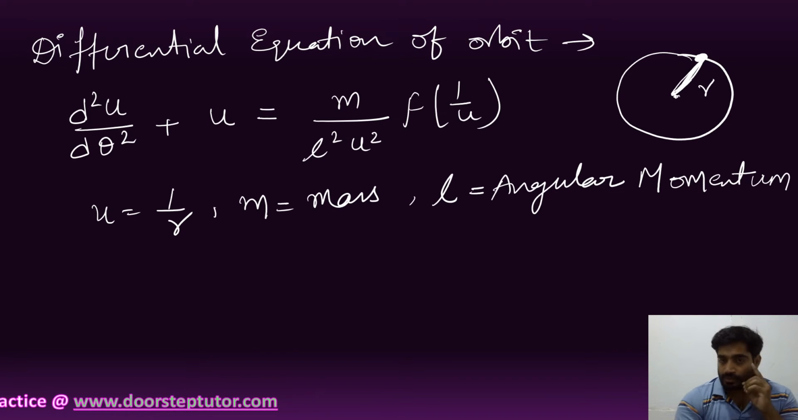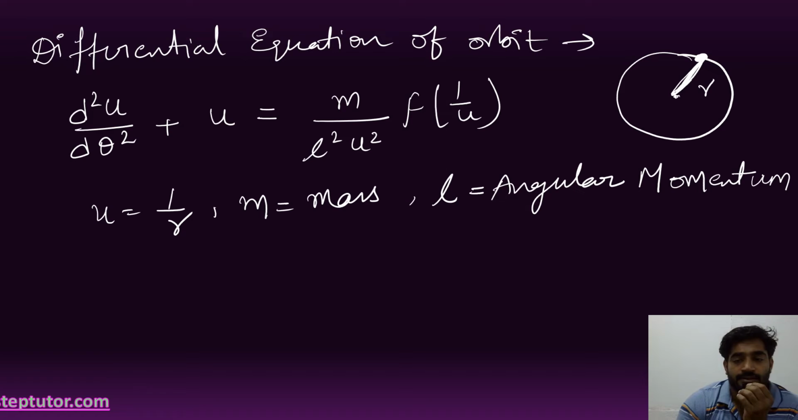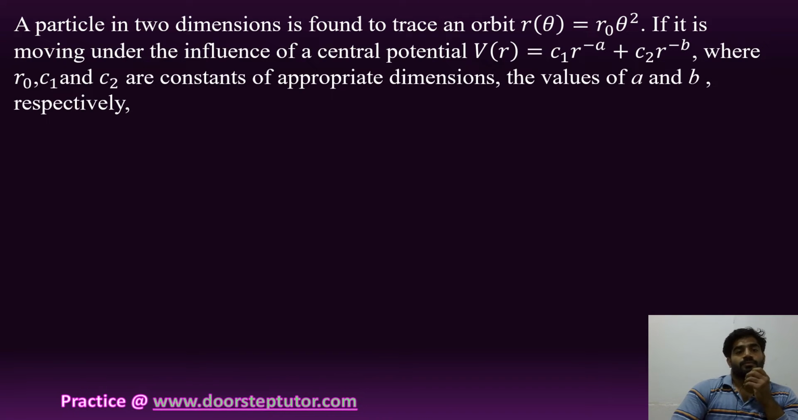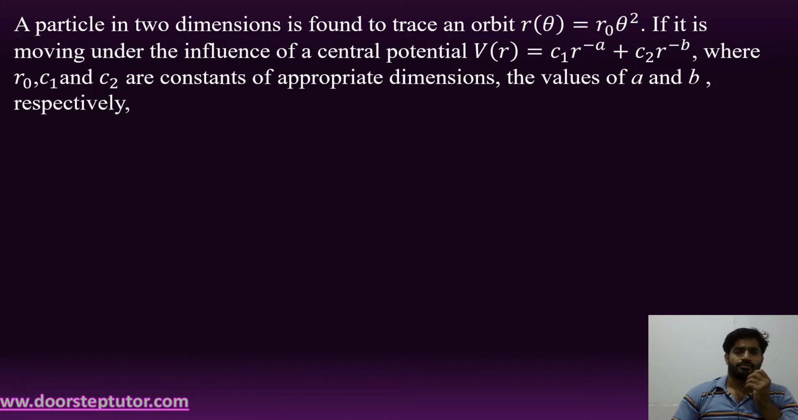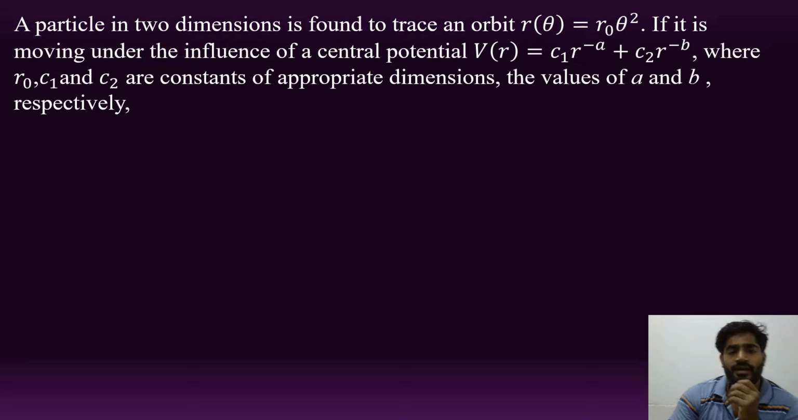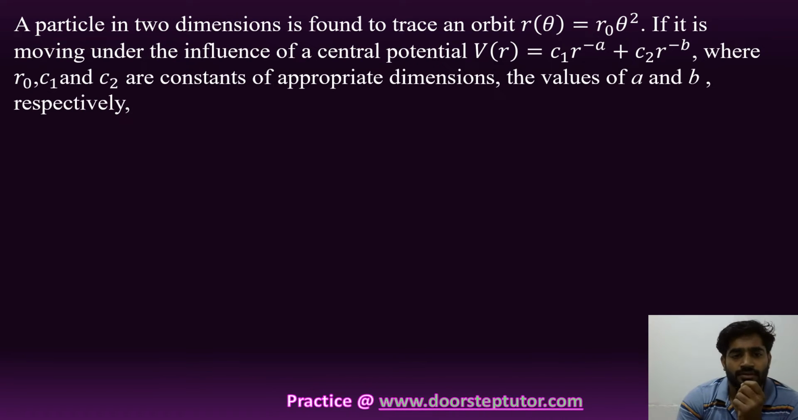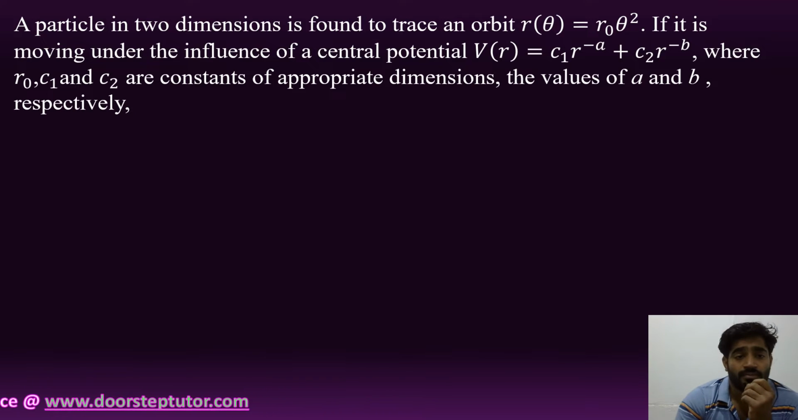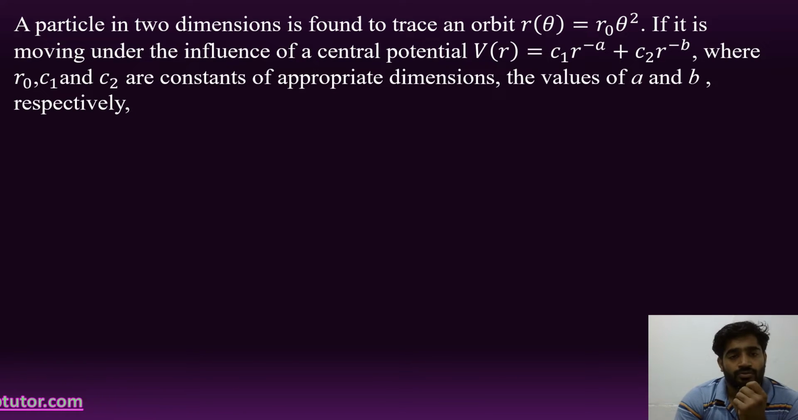Now regarding this, what type of questions are asked? So let's take a question. A particle is moving in 2D in an orbit, and the relation of distance with angle is given. It has some central potential, which is also given, and you have to find the constants A and B. So central force motion is involved, and we use that equation.